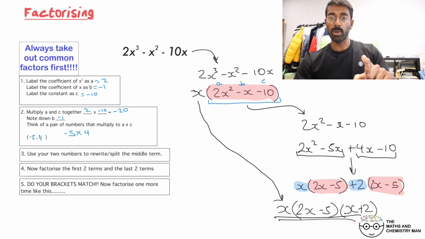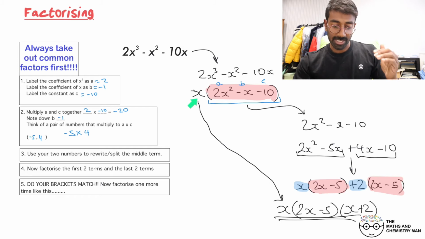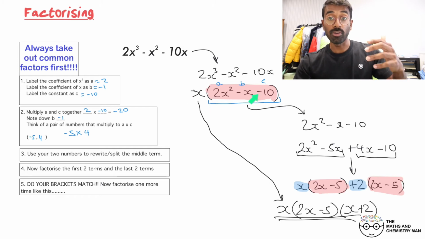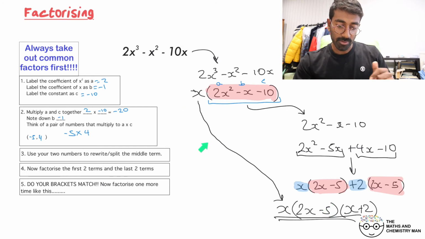So quick recap. What did we do? You take out your common factors first, which was just an x. And what was left behind was a quadratic, which could factorize. And so follow your method for factorizing. You'll end up with two brackets, but do not forget that you had this x originally on the outside. So you must put that back in at the end.